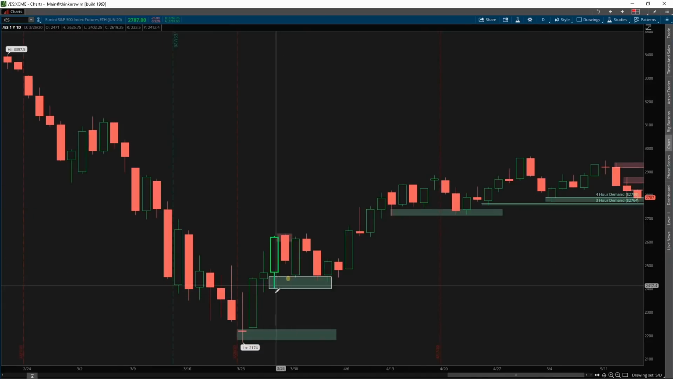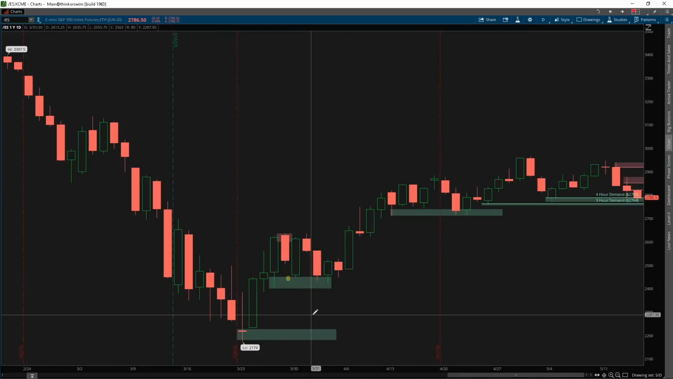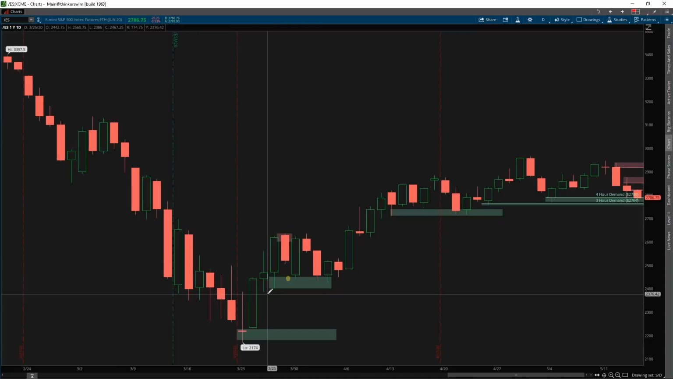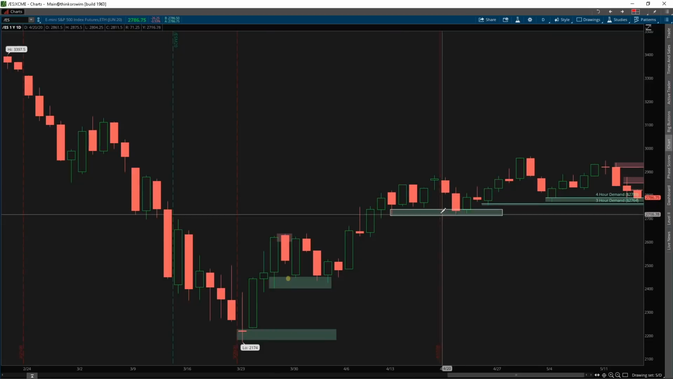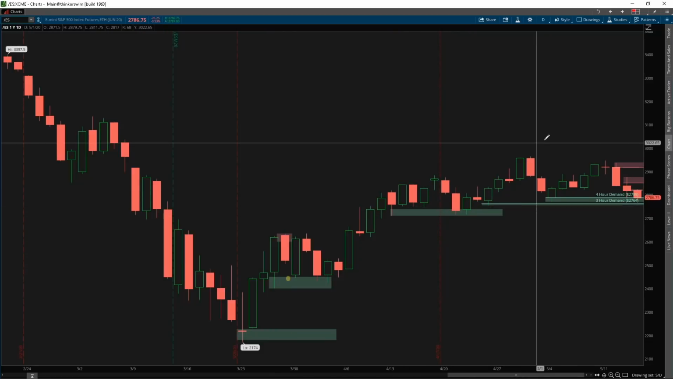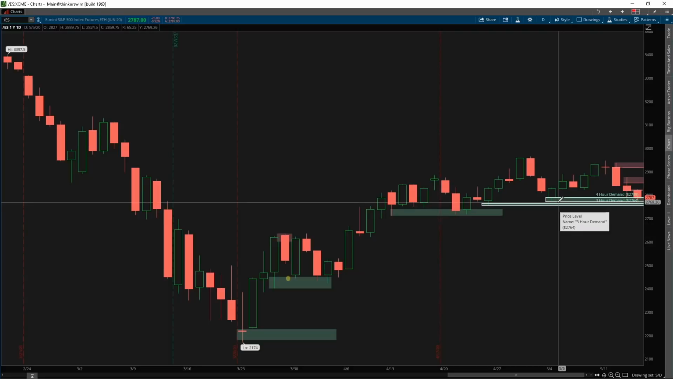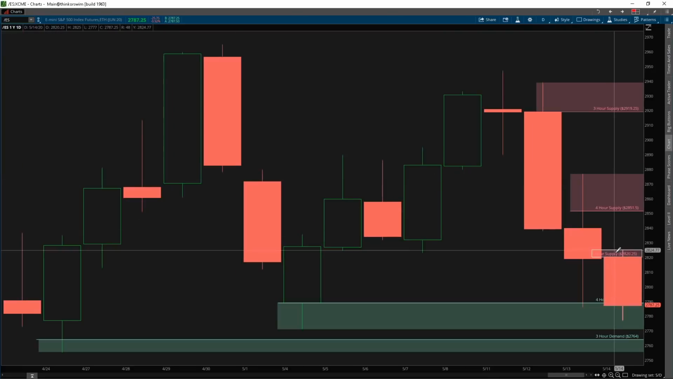And every demand zone that we've had in the past has pretty much been respected and has been working out very well. As you guys can see where my cursor's at, this demand worked, we bounced up to the upside. This next demand worked, bounced up to the upside. So now we have two solid demand zones below, and we also have three solid supply levels above.